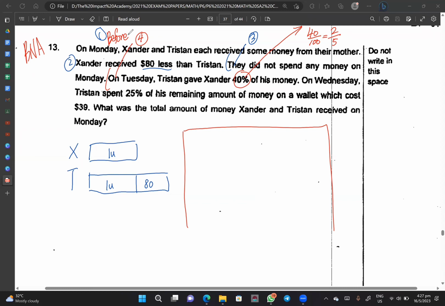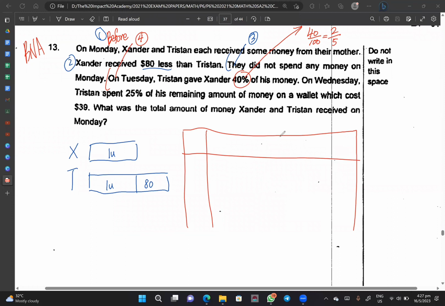Can you see that? Okay, so what I want to do is make sure I draw a proper table. Okay, I want to draw a bigger one. All right, I want to show that this is Xander, this is Tristan. Okay, over here, as you can see, this is before, right? So for Xander, it's 1 unit, and for Tristan, it's 1 unit plus 80. Okay, now what about the change? Okay, let's talk about the change.